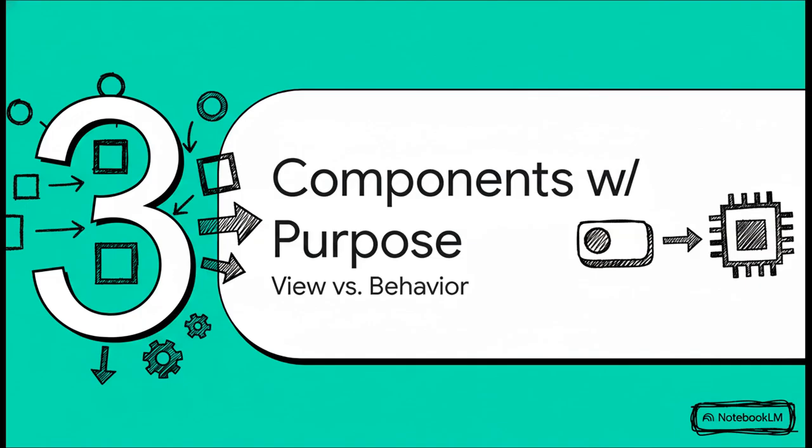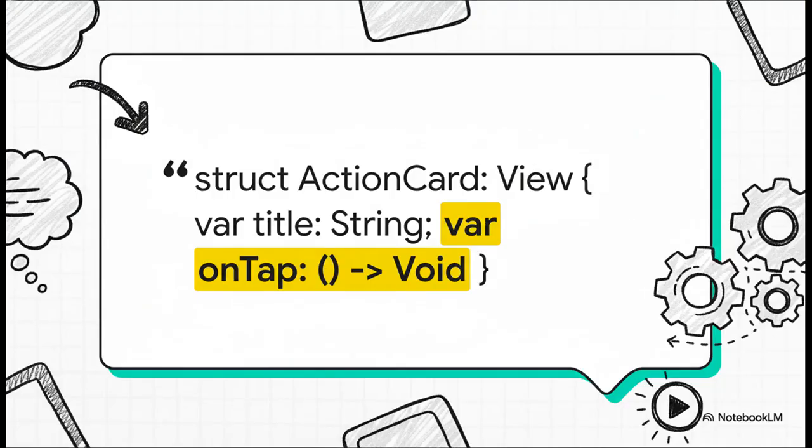Section 3 is all about giving our components a purpose. So far, they just show data. What if we want them to actually do something? This is where we separate the view from its behavior. Now look closely at this action card. We're still passing in a string for the title, that's familiar. But notice that second property, onTap. That's not data. That's a closure. It's literally a function, an action, that we can pass into the view from the outside.